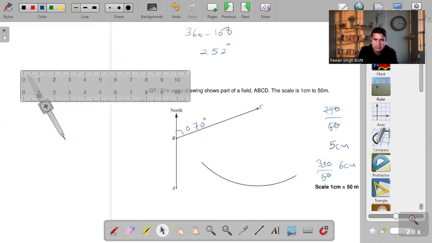So now I will measure 6 centimeter. Measure 6 centimeter. You put the tip of your compass on origin and measure this length as 6. Reduce it little bit. Yeah, this is 6. I have measured it. Now you put the tip of your compass on A and cut an arc.